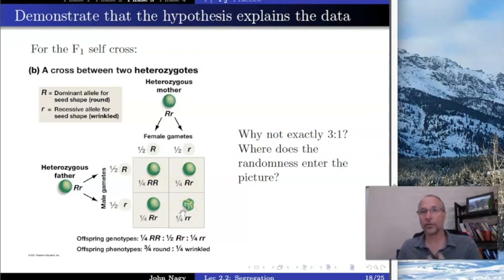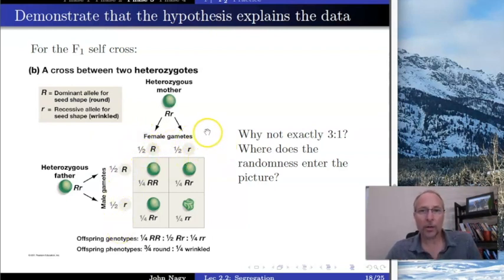He saw a 3-to-1 ratio, except for one problem. He didn't see exactly a 3-to-1 ratio. It was always close to, but not exactly, 3-to-1. Why was it not exactly 3-to-1? For precisely the same reason that when you flip a fair coin 4 times, you don't get exactly 2 heads and 2 tails every single time. Randomness. The choice, in this case, of the gamete that gets fertilized, the choice of the egg that gets fertilized, and the choice of the sperm that fertilizes it is randomly determined. There's a 50-50 chance that a big R egg for any given individual is going to be fertilized or a little r egg. Same thing with the sperm.